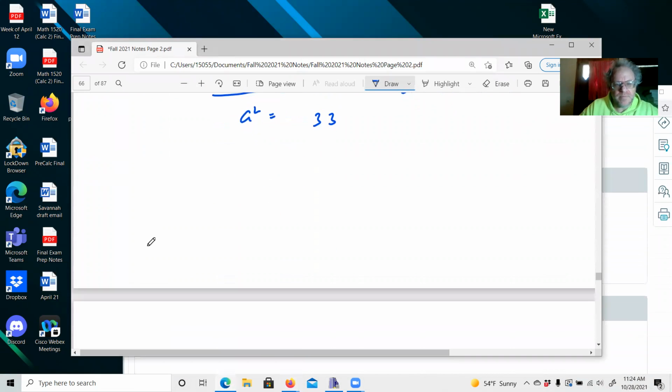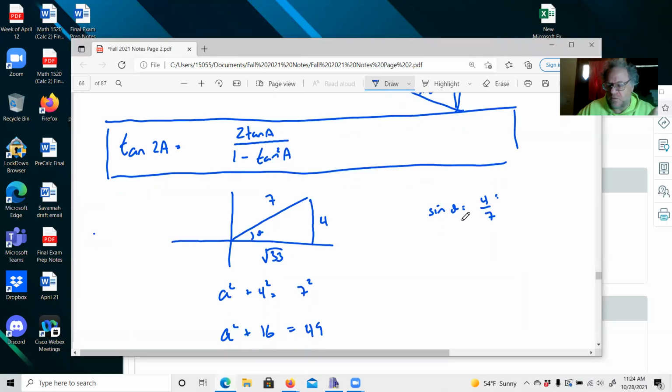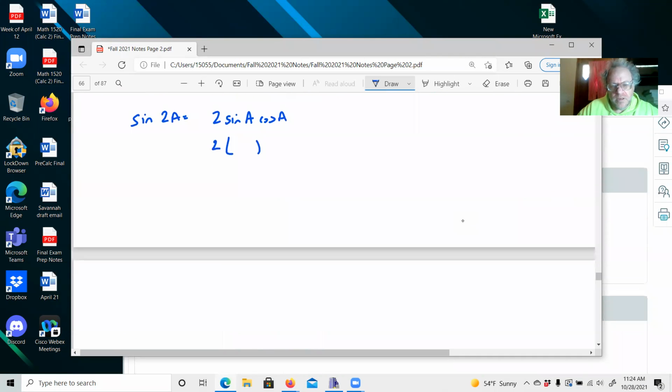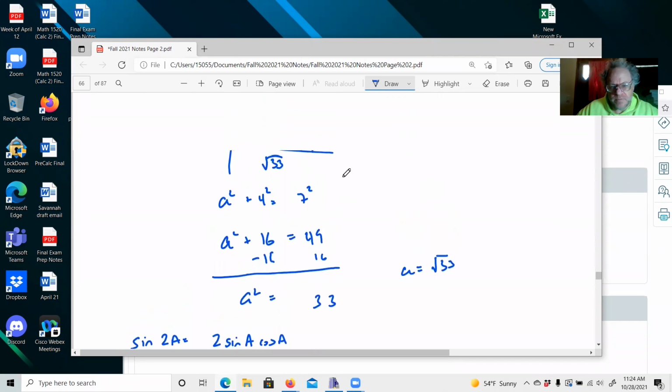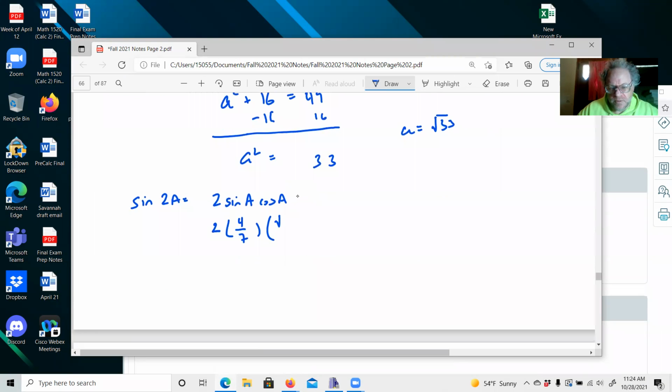So we want to know sine of 2 theta, or 2a. This is equal to 2 sine a cosine a. So we're going to say 2 times our sine of a. They told us it was 4/7, that was nice. So that's 4/7. And then we have our cosine of a. Here's my picture. Cosine of a is square root of 33 over 7. So this is square root of 33 over 7.